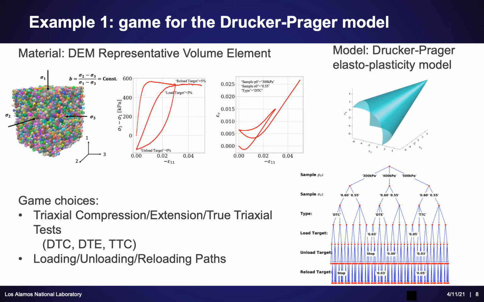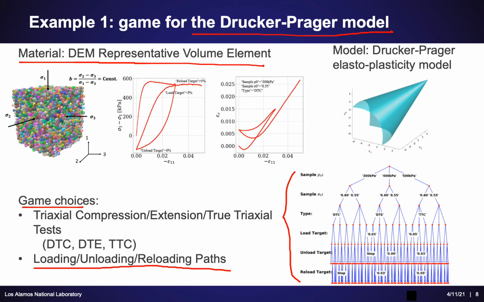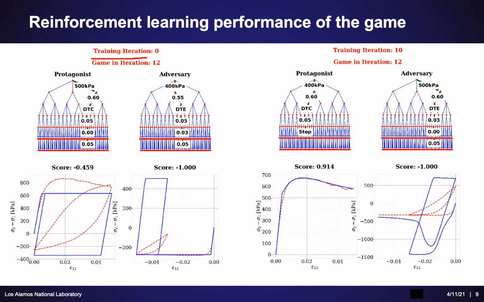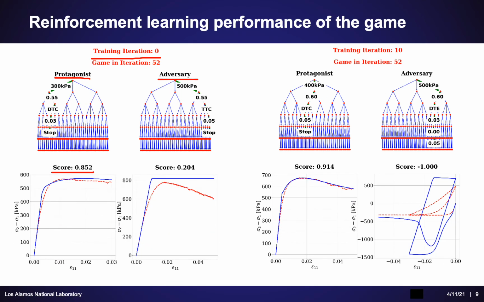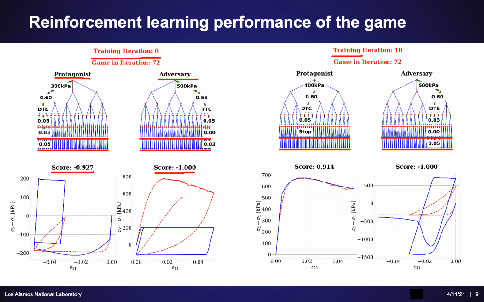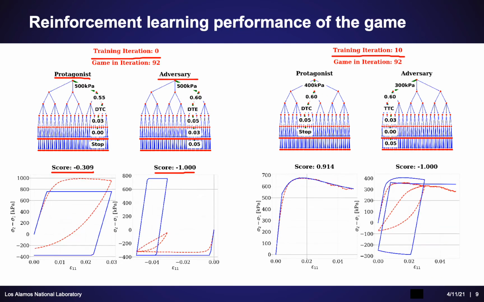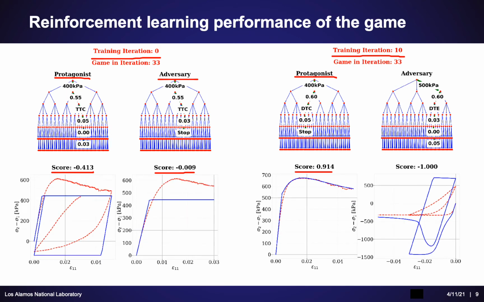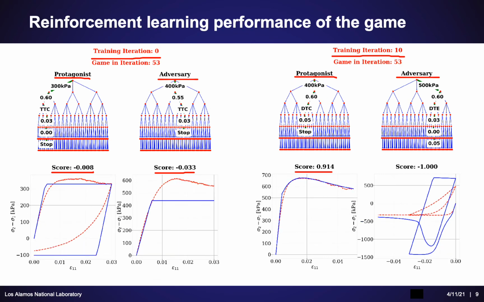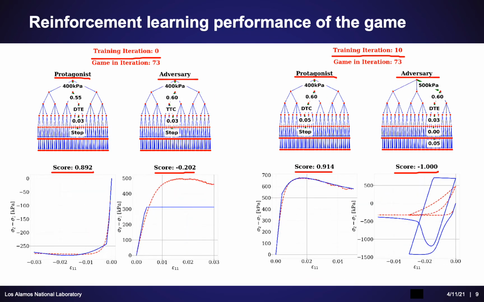The first example is on the traditional Drucker-Prager plasticity model. The material is discrete element method RVEs. The game choices are included in this big decision tree I introduced earlier, which has the loading, unloading, reloading path choices. At the beginning of the reinforcement learning, both agents do not know how to play the game properly, so they are just doing trial and errors a lot and getting experiences. But after a number of training iterations of the reinforcement learning, the protagonist now knows that the DP model is best at capturing the monotonic loading behavior, while the adversary is only focusing on this very complicated loading, unloading, reloading behavior.